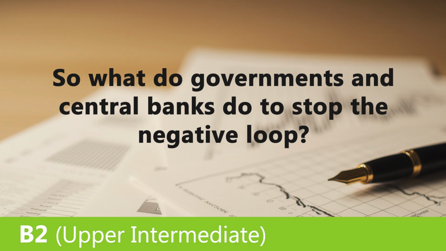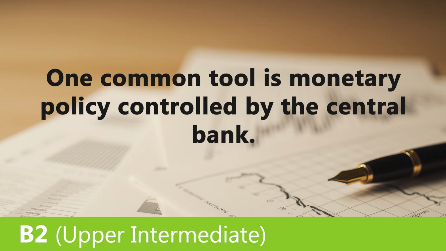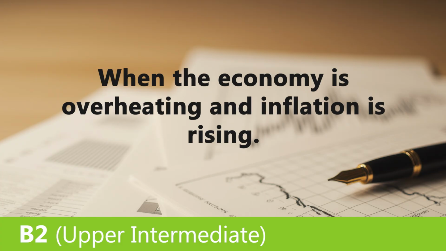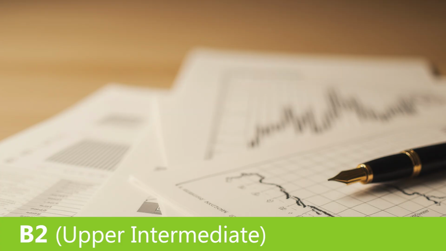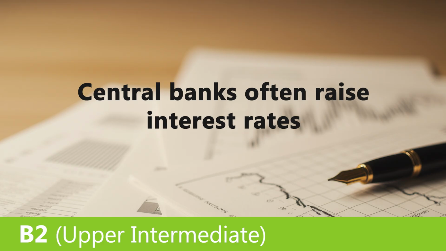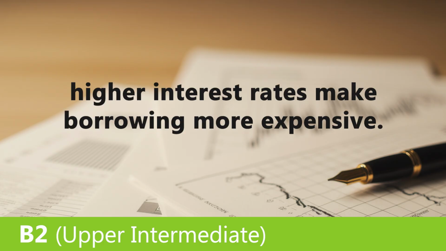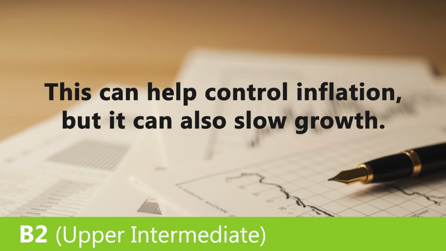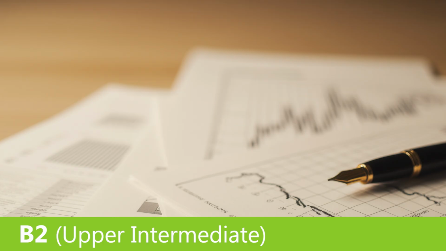So, what do governments and central banks do to stop the negative loop? One common tool is monetary policy, controlled by the central bank. The central bank can change interest rates. When the economy is overheating and inflation is rising, central banks often raise interest rates. Higher interest rates make borrowing more expensive. That reduces spending and investment, which cools the economy. This can help control inflation, but it can also slow growth.